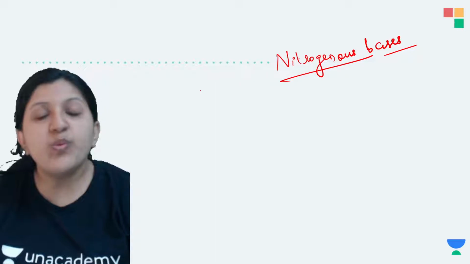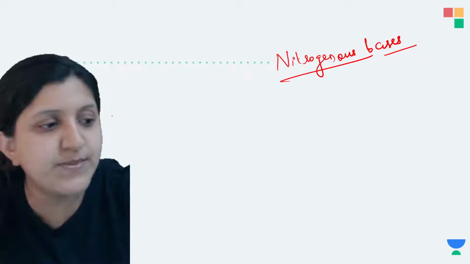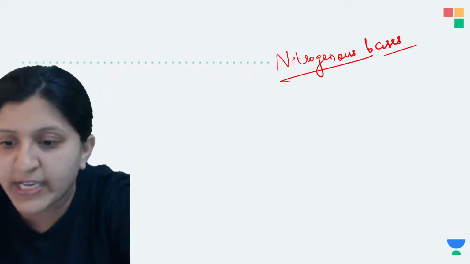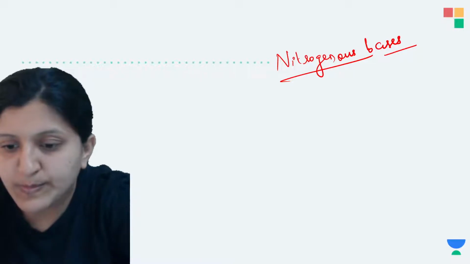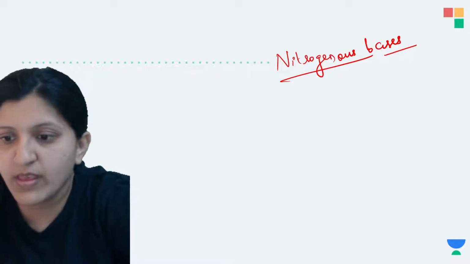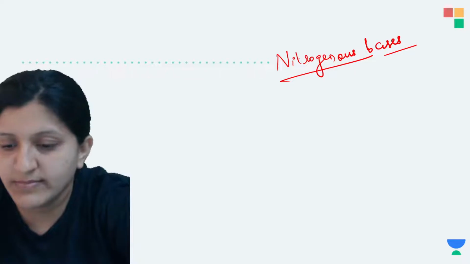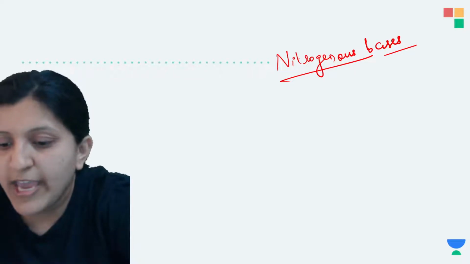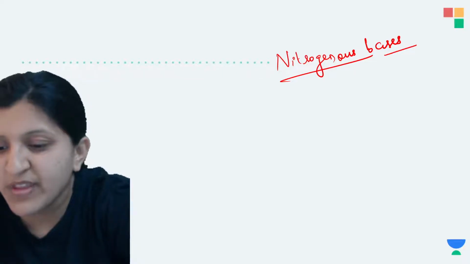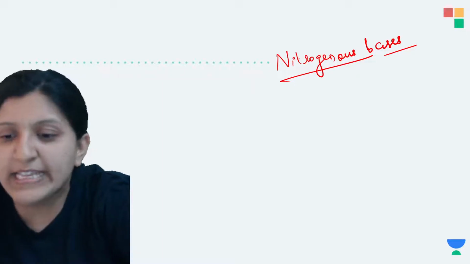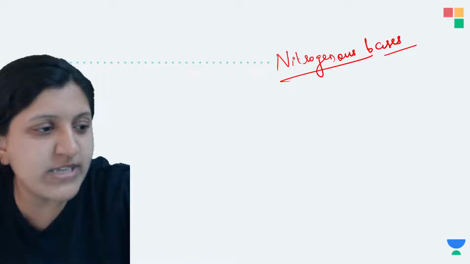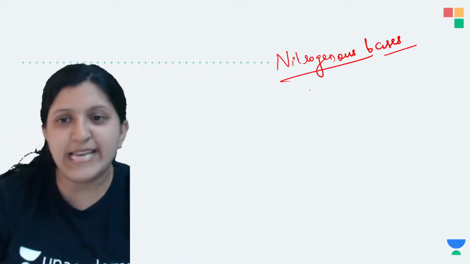So what are the two types of nitrogenous bases you find in DNA? Any idea? Any of you can also mention. Yes, what is that nitrogenous base in case of DNA? Any idea what those nitrogenous bases are? Okay, I'll tell you this.